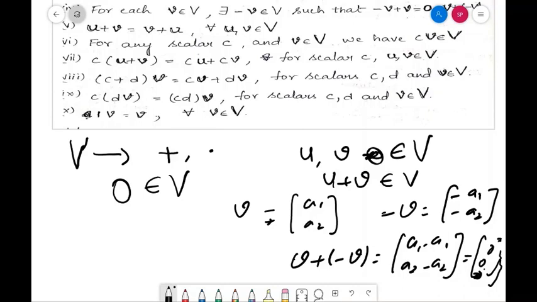Then the fifth one, u plus v is equal to v plus u. This is the commutative property for addition, and we know that addition is always commutative on whatever set of elements you take. And then let us come to the sixth one.